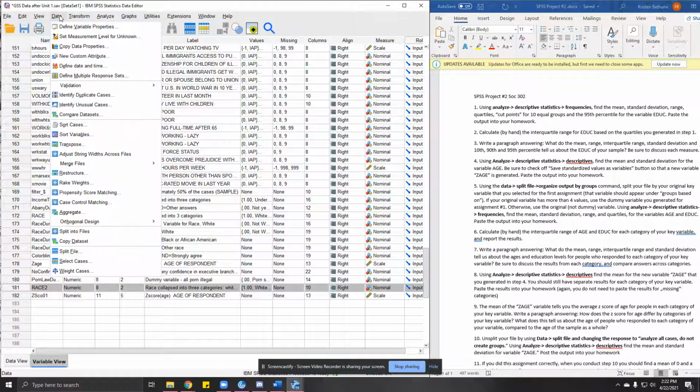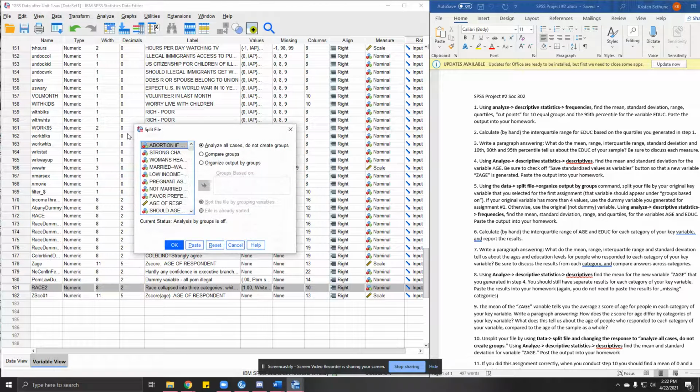Then I am going to split my file. So I'm going to go Data, and then I'm going to hit Split File. And then I'm going to organize output by groups. And I am going to use my key variable. So for these examples, I have been using porn law. So I'm going to find porn law over here somewhere and bring it over.